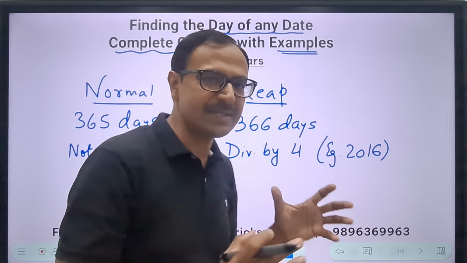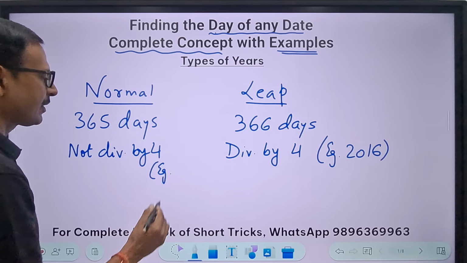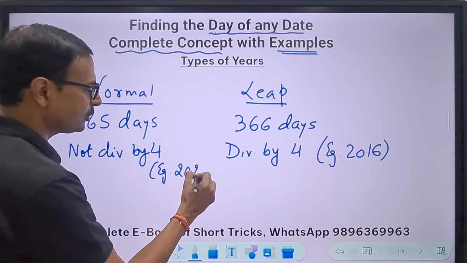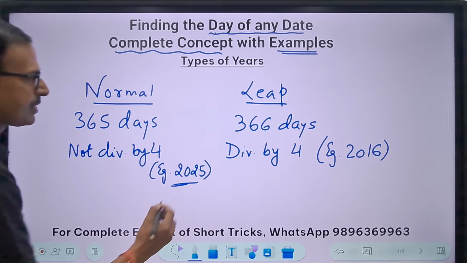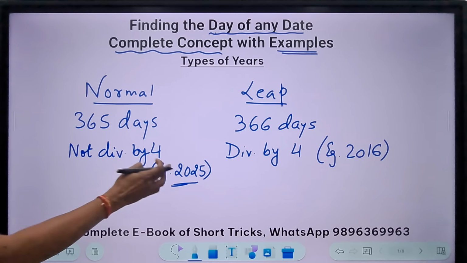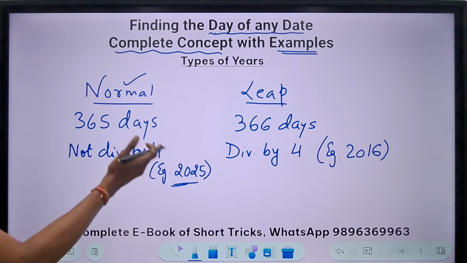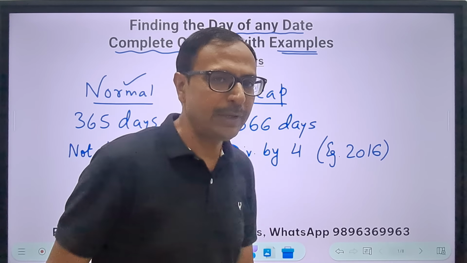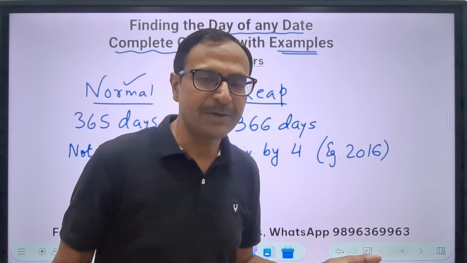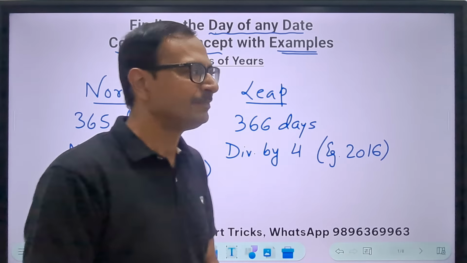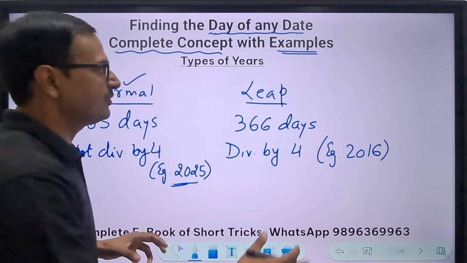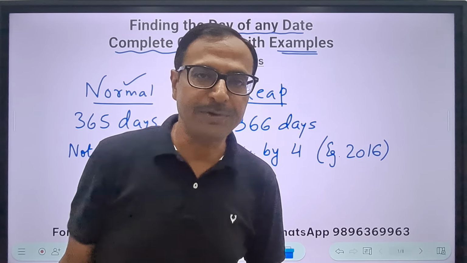Likewise, we can take an example here. Say the current year 2024 is a leap year, so 2025. How about this? This is not divisible by 4 and therefore it is a normal year containing 365 days. The ongoing year is a leap year. 2024 is a leap year. Now, apart from this, only 1% of the students know the third fact which I am going to tell you about the types of years.